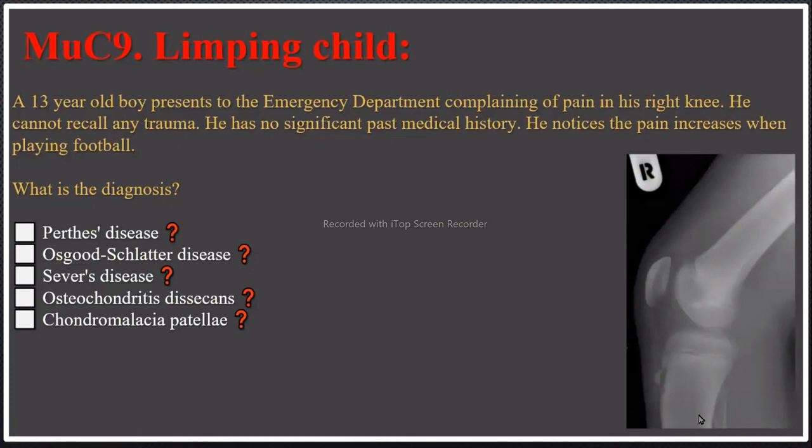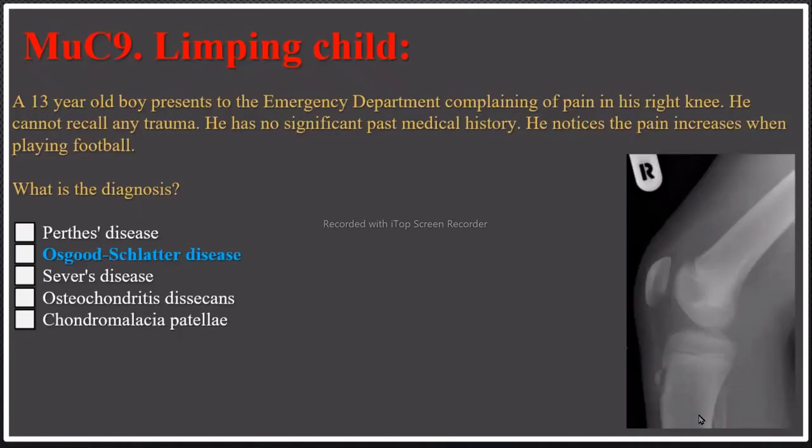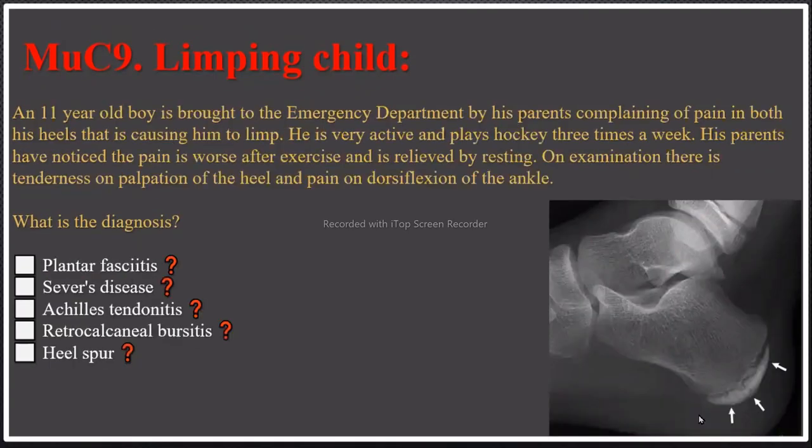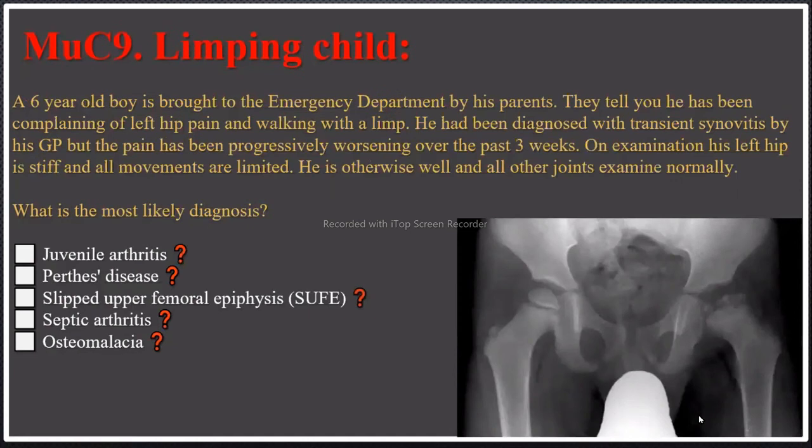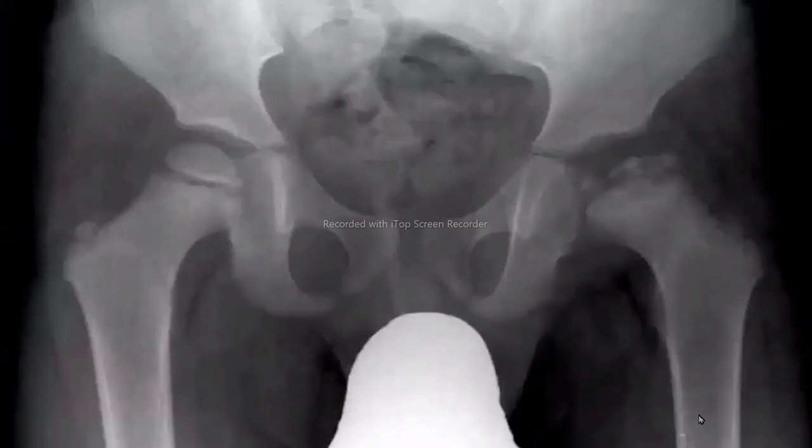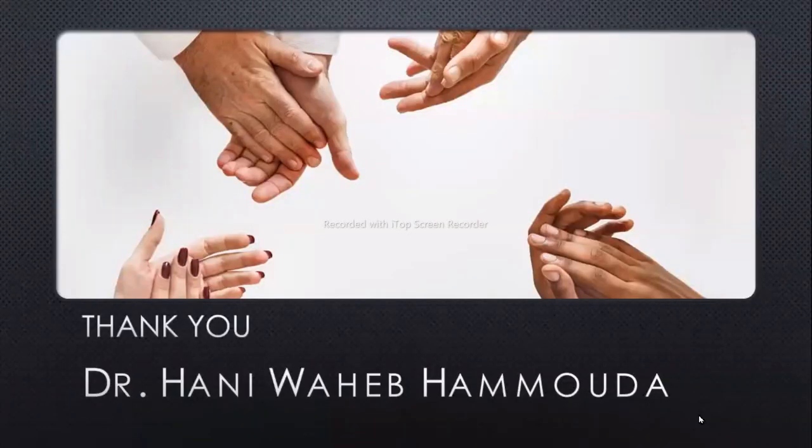Osgood-Schlatter, option B. Sinding-Larsen disease, option D. Okay. Diagnosis? Sever's disease, option B. Most likely diagnosis: Perthes disease. Yes.